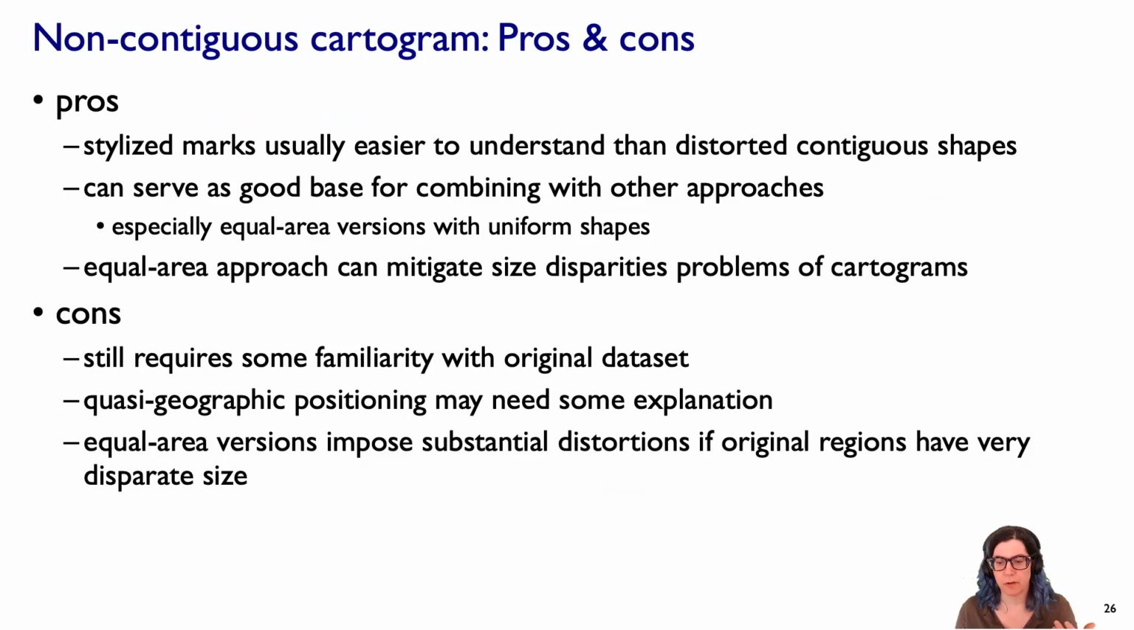Now, you do still need some familiarity with the original data set. Again, it's alluding to the idea that if you had no idea what the geographic region was, it might be problematic. So you still might need to explain something about this quasi-geographic positioning. And the great thing about equal area cartograms is also the terrible thing about them. They make everything equal size. But if the original map had really, really different sizes, then that might introduce very substantial distortions as when you have to fit them together into some grid. So if the sizes are really disparate, then you might get very large distortions of spatial position, and maybe even not be able to preserve the ordering constraints that you would like.